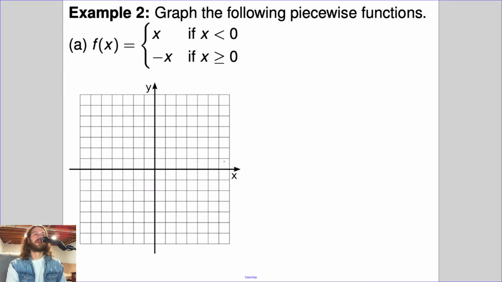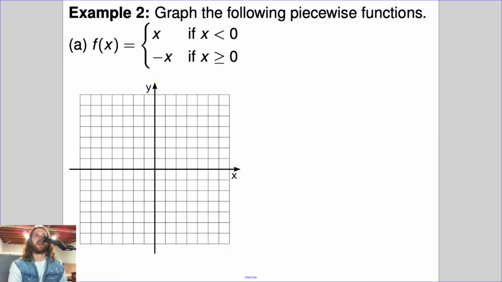All right, let's take a try at graphing this. I'm going to do these next four examples kind of the same way. What this says is our function is equal to x if x is less than 0, and it's equal to negative x if it's greater than 0. So we have this boundary at 0. The function changes at x equals 0.